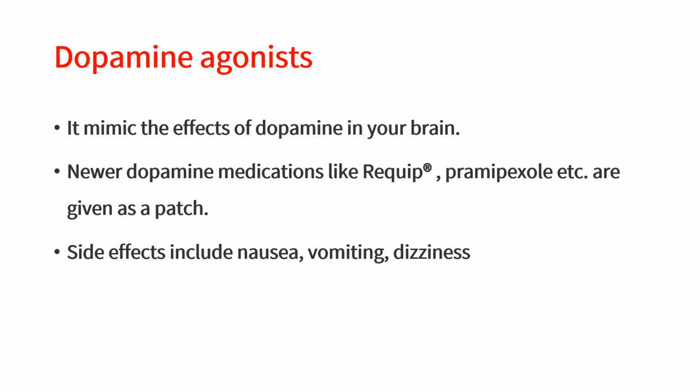Though there is no proper amount of dopamine, these dopamine agonists will act like dopamine. The newer dopamine medications like ropinirole, pramipexole, etc. are given as a patch. Side effects include nausea, vomiting, dizziness. So there are a lot of side effects for these dopamine agonists, especially nausea, vomiting, dizziness are the common side effects.